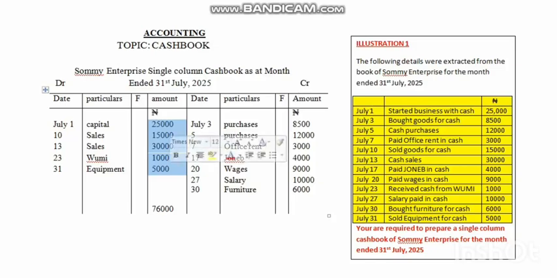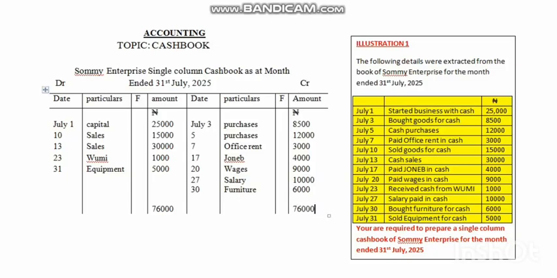Then what are you going to do here? In accounting, the two balances, the two figures, must balance. The debit side and the credit side must tally. So the amount must tally. You cannot have different balances here. So if you get 76,000 naira here, it means that here you are going to get the same amount. So we write here what? 76,000 naira.